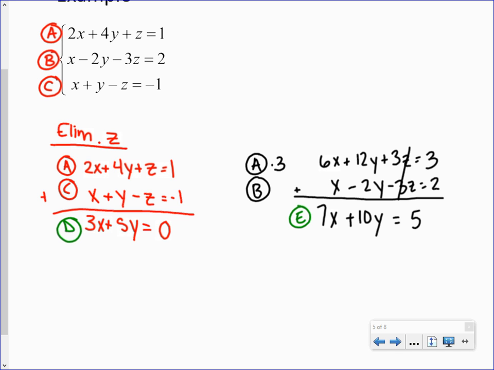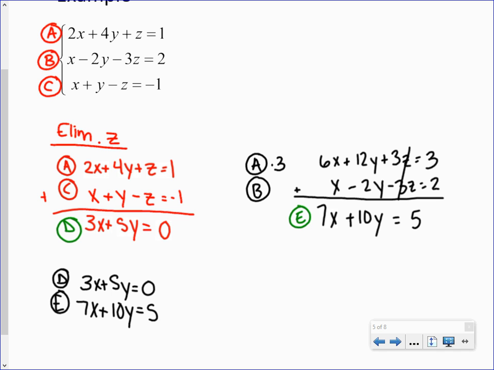So think back again to how Christiana was talking about her process. She's going to eliminate a variable 2 times using 2 different sets of 3 variable equations. Now, D and E, I'm just going to write them like this one time. I wouldn't always rewrite them. Now D and E represent a 2 variable system.